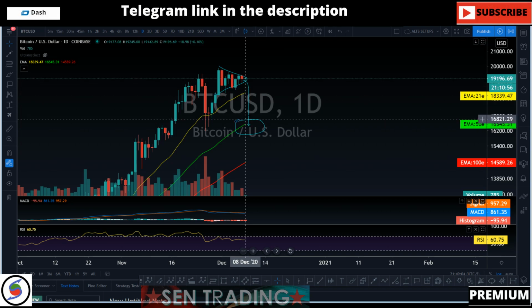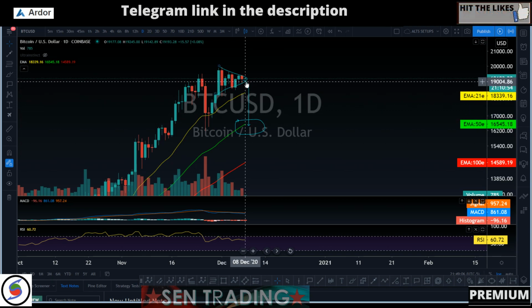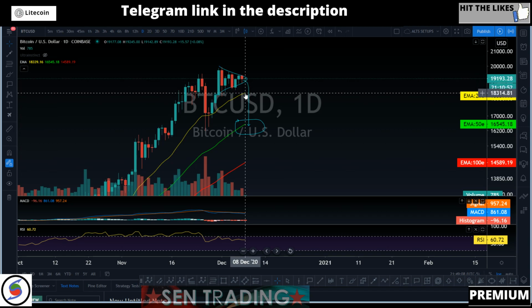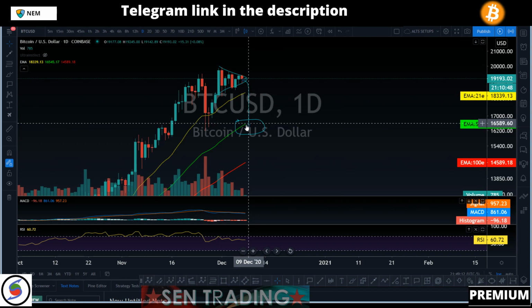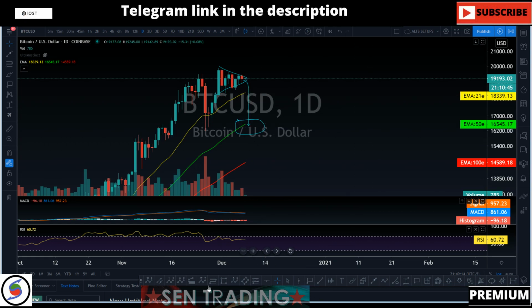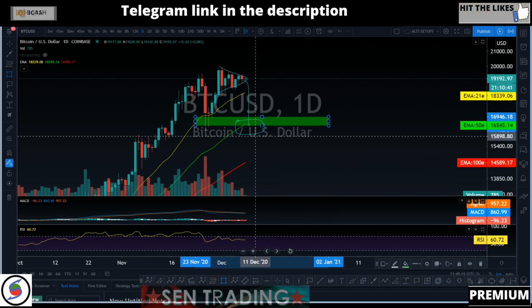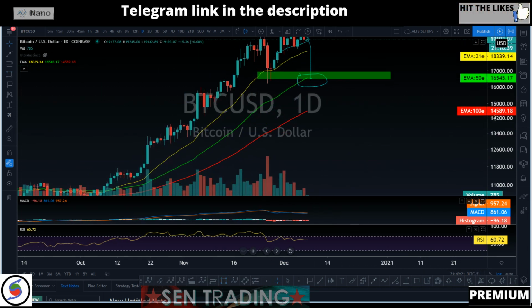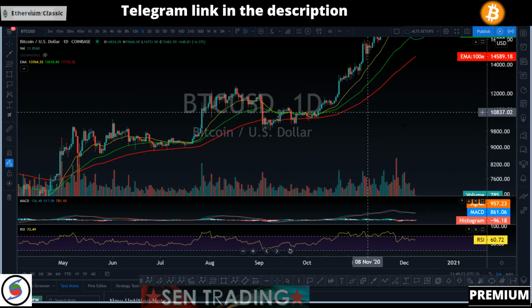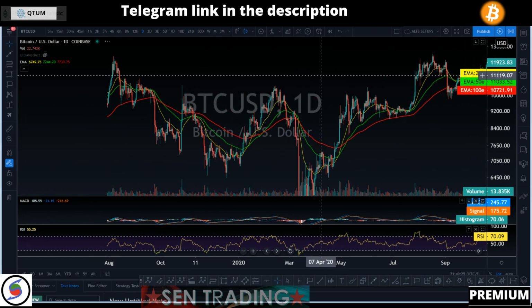If bears can break this key area of 19K, break the daily 211 EMA just about 18.3, most likely bulls are gonna be buying the dip and try to defend this area right there. Okay, so after we retest the low 16 to 17K area, we're gonna take a look at the price action.